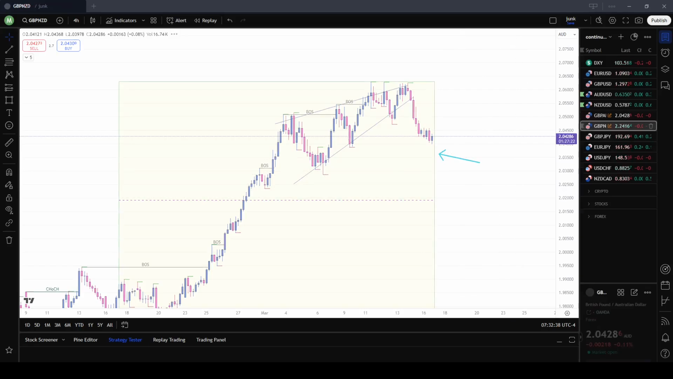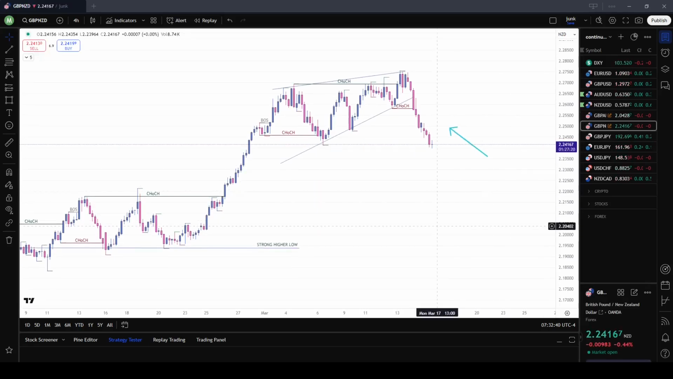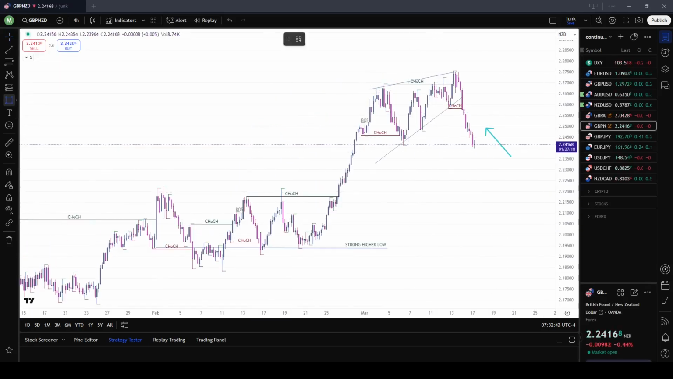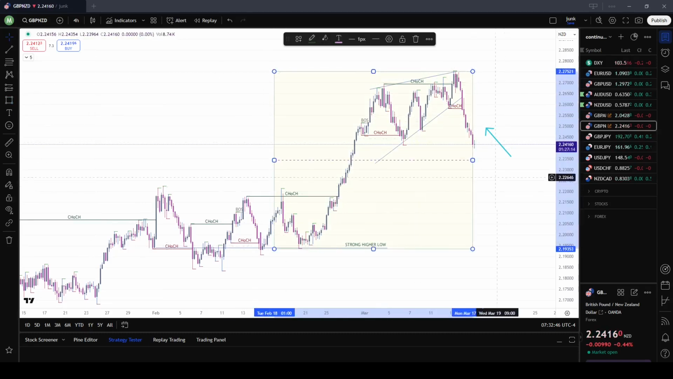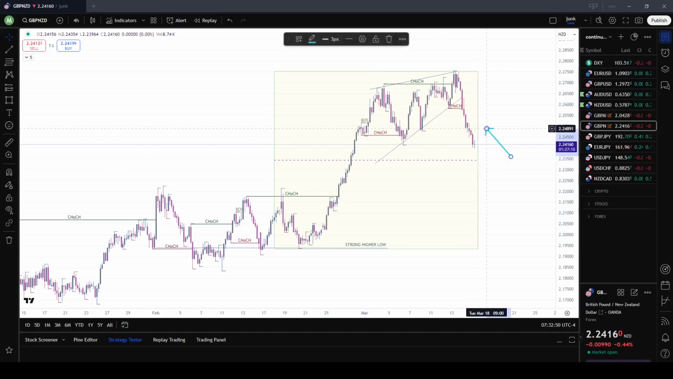GBP NZD, similar situation. Let's go map out the current range. It's also forming a wedge, and it has also broken out of that wedge pattern. That's what I was saying last week. It's also forming a wedge and consolidation pattern. It should take out the liquidity sitting under the channel.